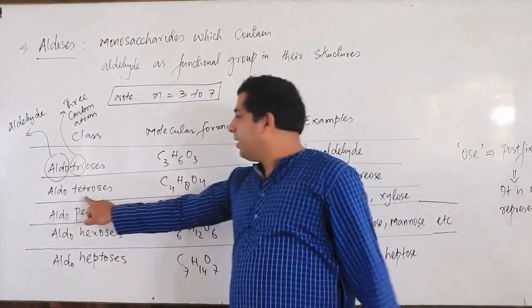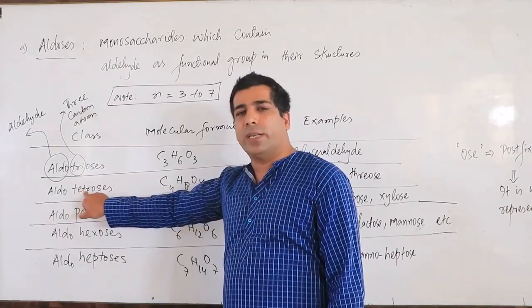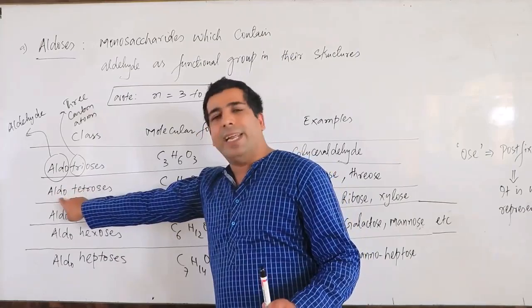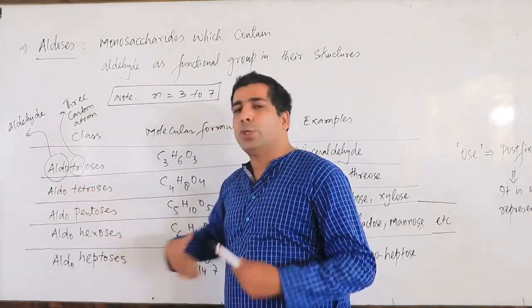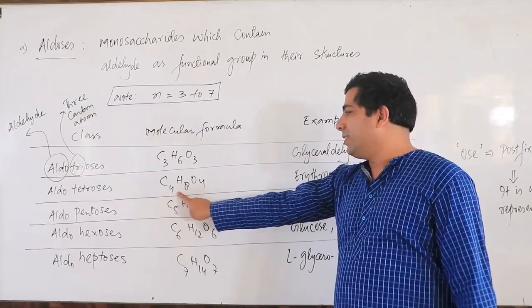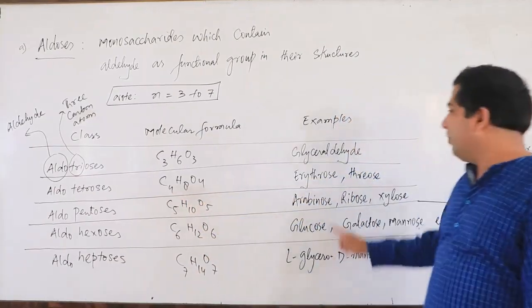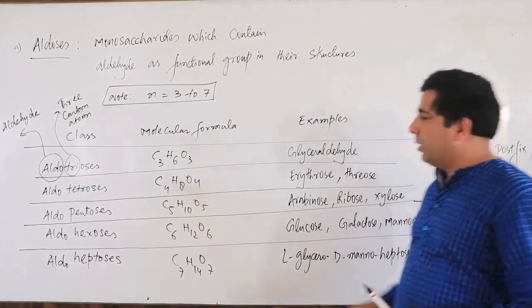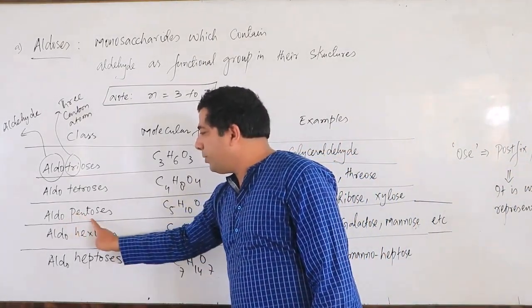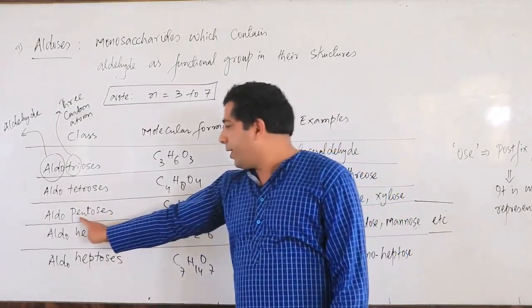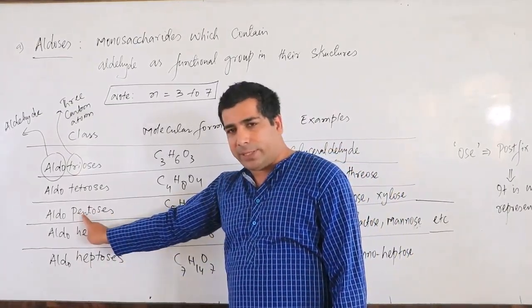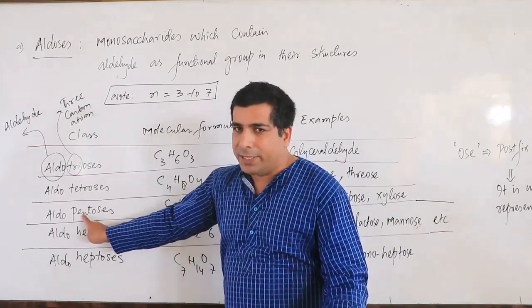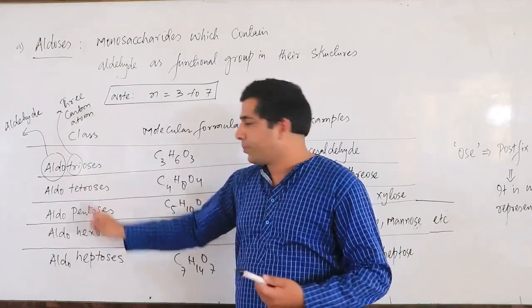Then obviously it is aldotetrose. It should contain 4 carbon atoms, and 1 carbon atom among the 4 will again be aldehyde, and ose stands for sugar. So its molecular formula is C4H8O4, and the examples are erythrose and threose. These are the examples. So let's go further. Aldopentose, as usual, now 5 carbon atoms. Pent stands for 5 carbon atoms. 1 carbon atom out of 5 will be aldehyde, and ose means sugar.